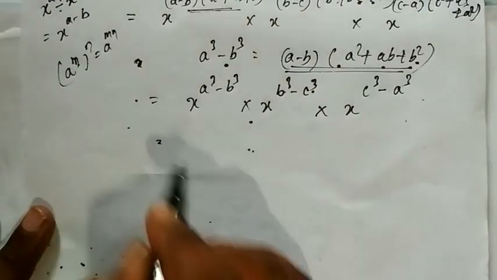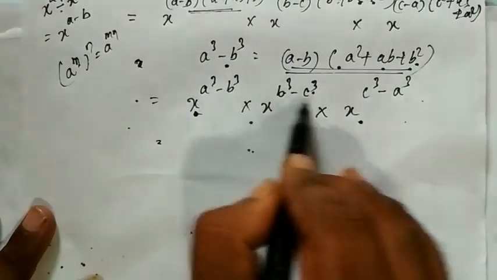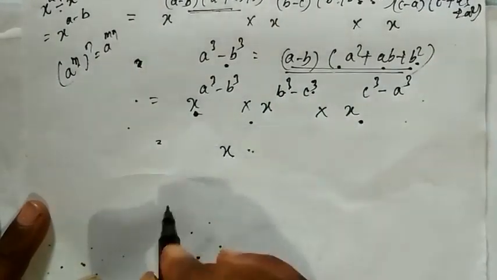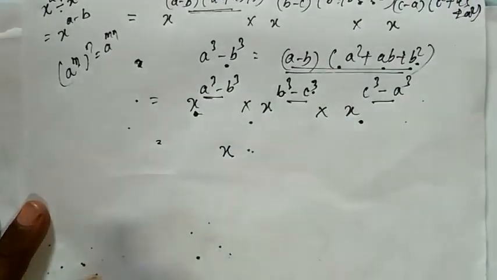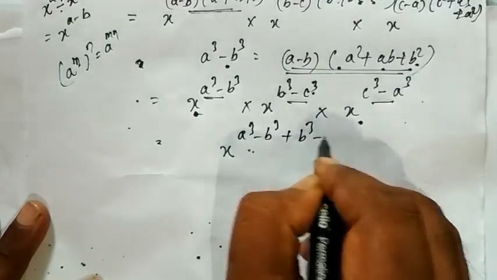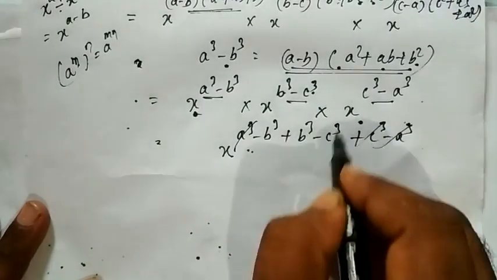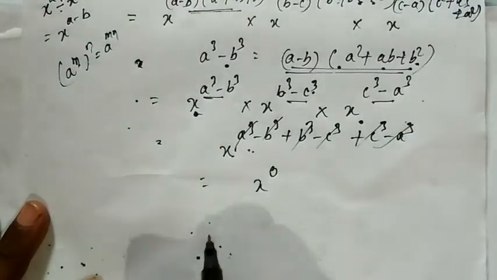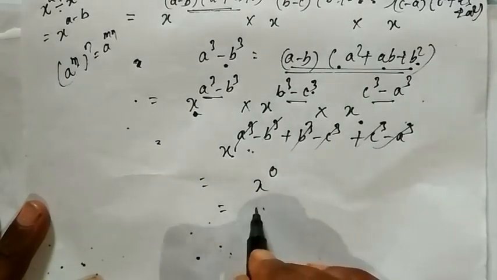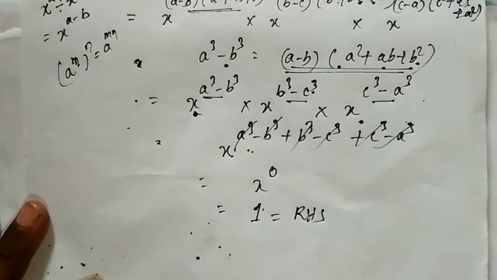Now listen, according to laws of exponent, if bases are same, then in case of multiplication the exponents you will add. So this one you can write x to the power of a cube minus b cube plus b cube minus c cube plus c cube minus a cube. Now all are cancelling, that is x to the power of 0. You know that something to the power of 0 is how much? 1. So that one is equal to RHS. Is it clear?